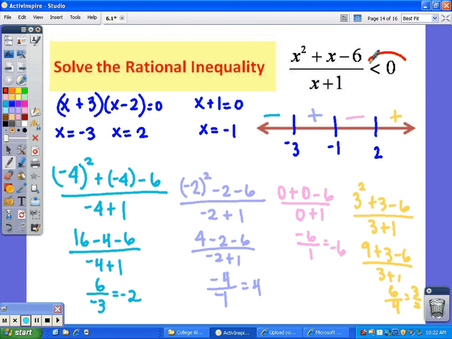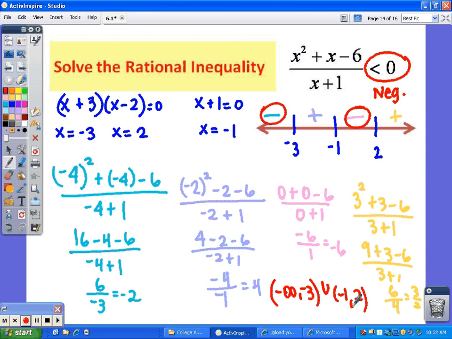They want to know where it's less than 0. So again, that means where it's negative, and it's negative in 2 spots. To the left of negative 3, which would go from negative infinity to negative 3, and then in between negative 1 and 2. And we are using parentheses on all of those because of that inequality sign.